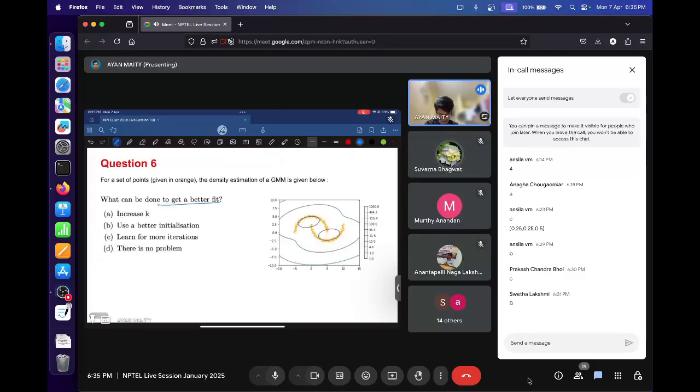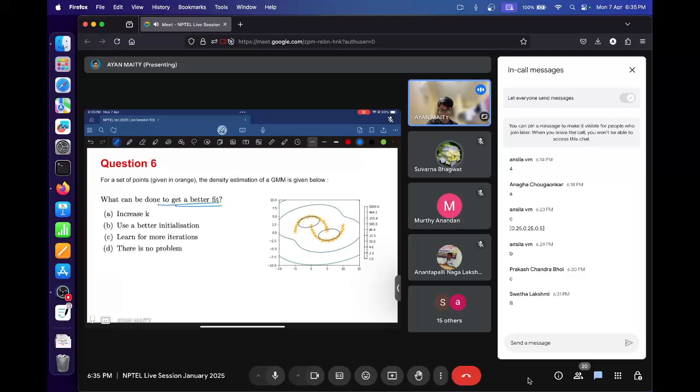So for the same figure, as we found out, the data points are not really coming from Gaussian distributions. That was the problem. So what can be done to fix that? What can be done to get a better fit of the clusters?